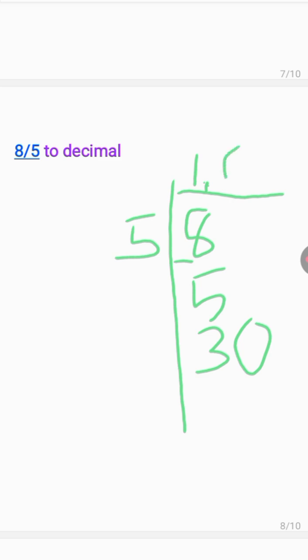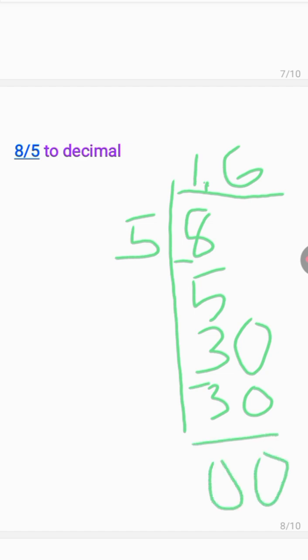We write the 6 down. Now, we do 5 times 6, which gives us 30. 30 minus 30 is 0. Therefore, this is the end of the decimal. So, 8 over 5 is 1.6. There are other examples.